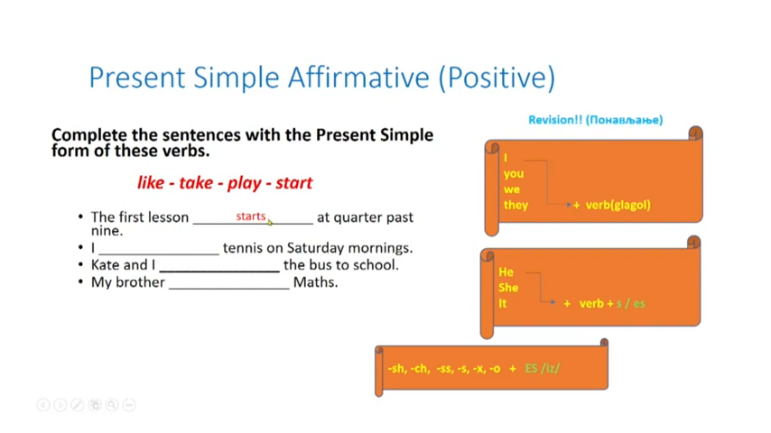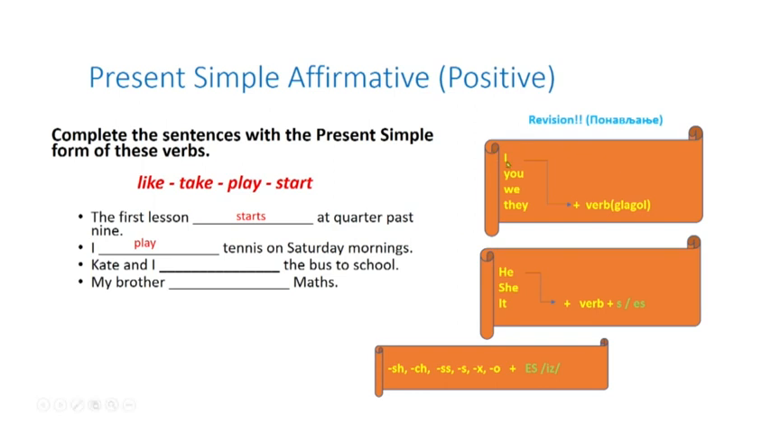Zašto smo ovde dodali s na glagol? The first lesson, prvi čas, zamenjujemo kojom zamenicom? Rekli smo sve što je neživo zamenjujemo zamenicom it. And for it, to the verb, we add s or es. So starts because it's it. The first lesson or it. Next one. I tennis on Saturday mornings. What verb do we use here? Of course, I play tennis on Saturday mornings.